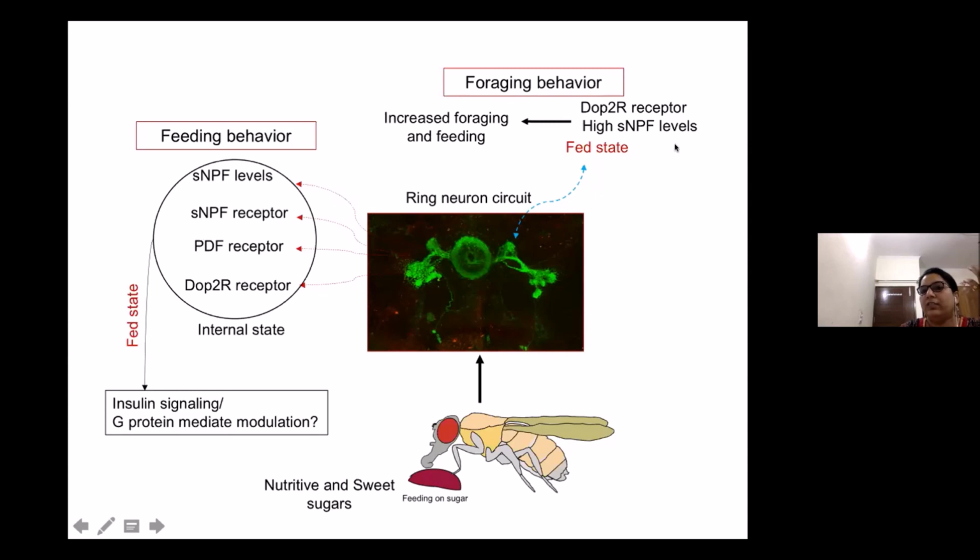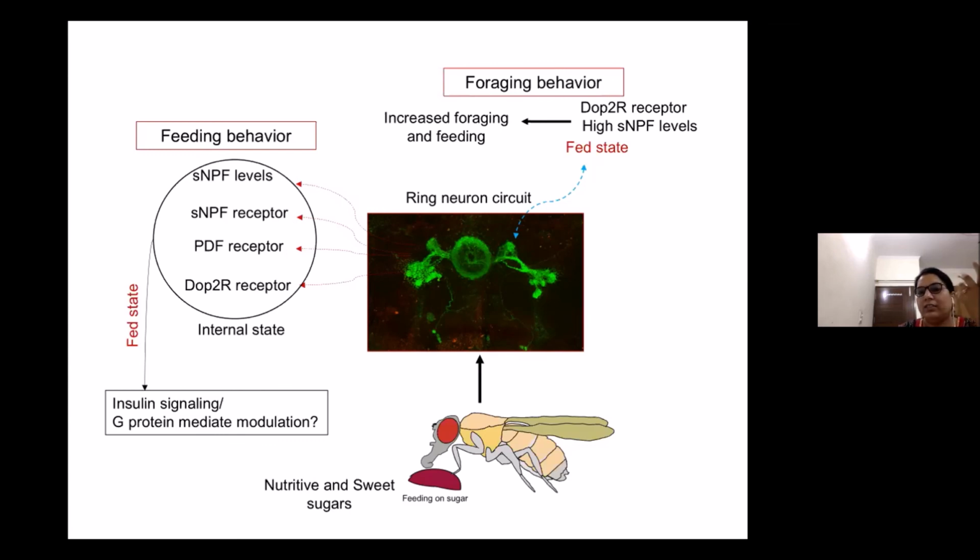We just found that when the SNPF levels are very high, or if there is a knockdown of DOP2 receptor, we see increased foraging and feeding. So again, suggesting that it is a circuit which is fed state dependent or satiation state dependent. So these findings provide evidence for active foraging in well-fed flies that is separable from hunger-driven foraging.